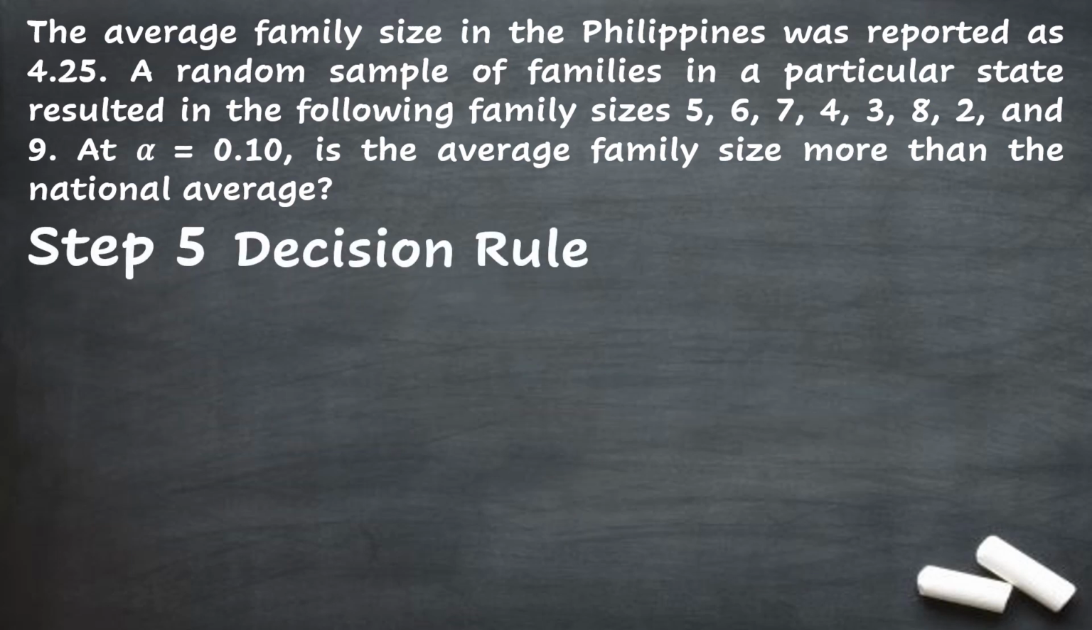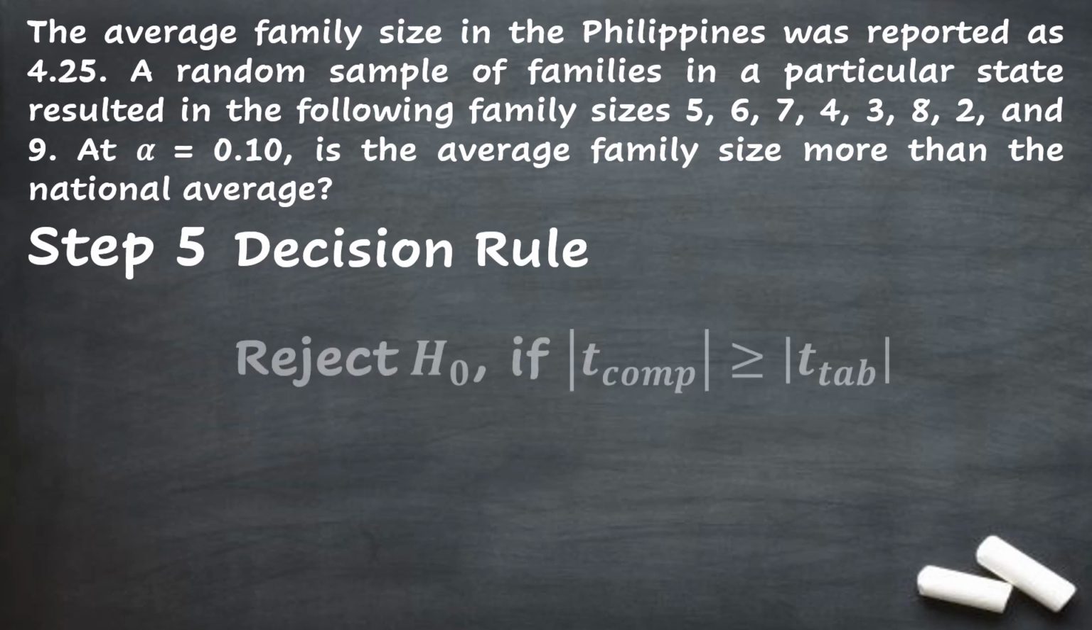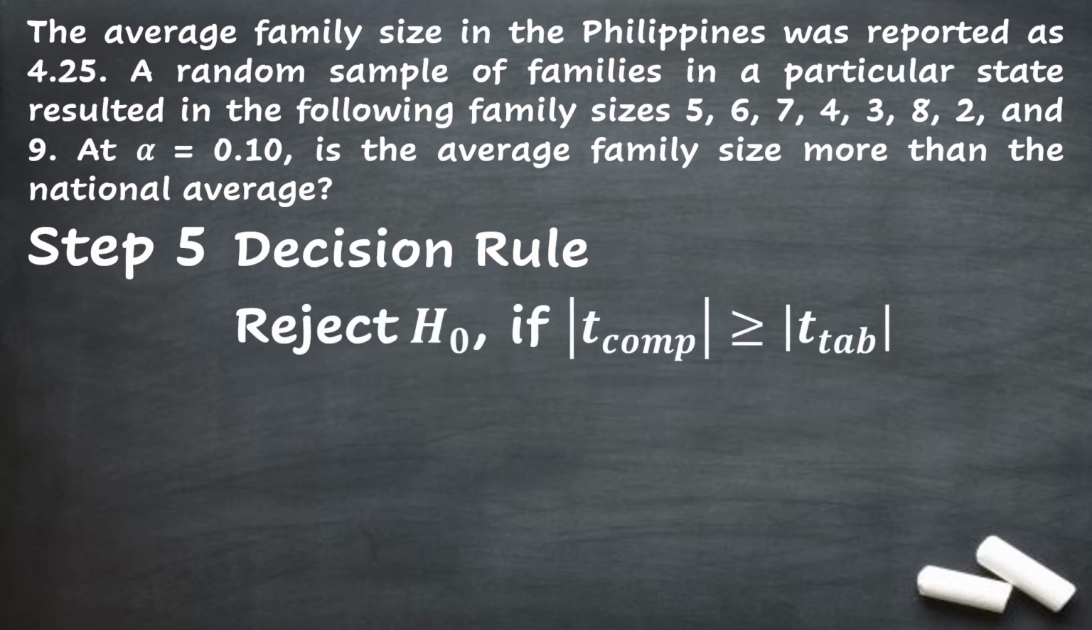Step 5 is the decision rule. The rule is to reject the null hypothesis if the absolute value of t computed is greater than or equal to the absolute value of t tabular. So we have to identify the t tabular first, since we already have the value for the t computed.